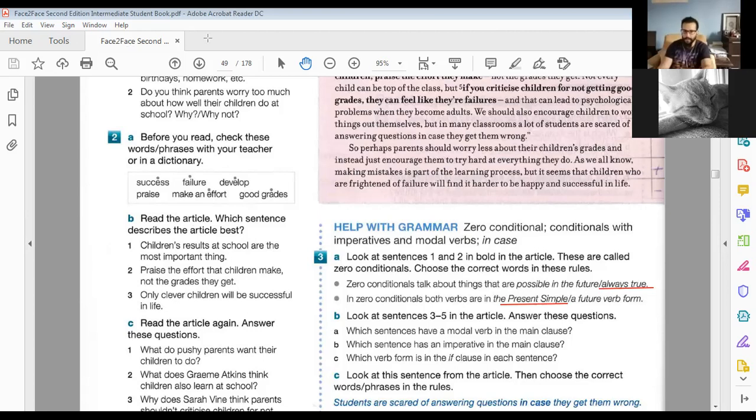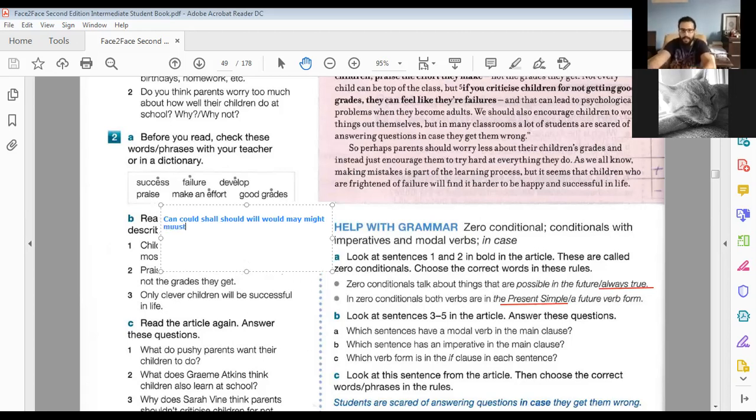So if I want to write them in a list, I'll write them here. Can, could, shall, should, and then we have will, and would, then we have may, might, and must. All right, so try to use any of these examples in a sentence. Can you use can? Just use can in a sentence.